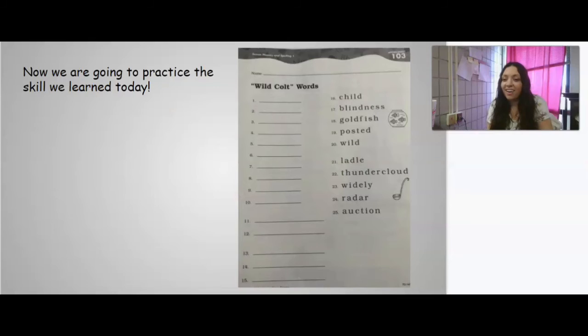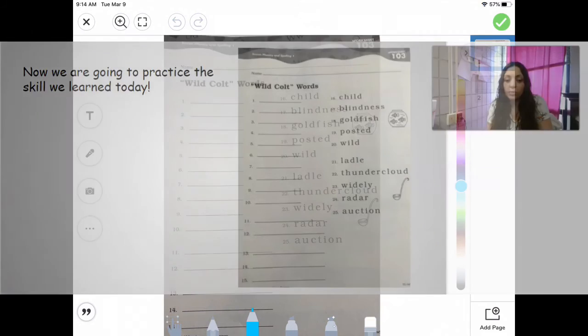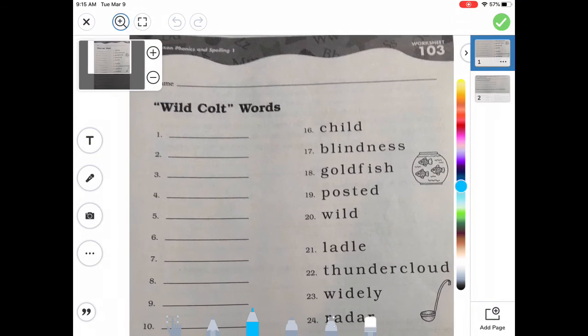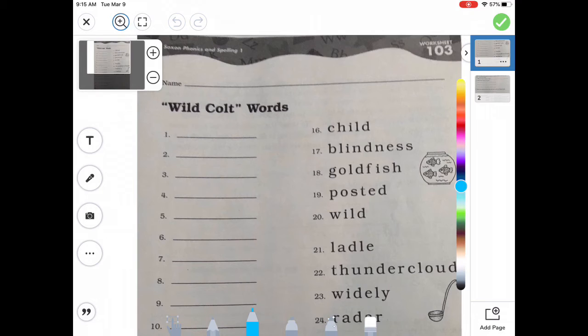Thank you. All right, guys, we're going to go ahead and get our activity sheet out so we can practice those wild cult words. All right, guys, we are ready for our activity sheet for lesson 103. Remember, this lesson was a little bit different because we talked about what we call wild cult words. Because in the word wild, listen, wild, it should be a short I if it followed the rule since it has a consonant behind it, but it actually has the long I sound, and kolt is the same way. It makes a long O sound even though, if it followed the rules, it should have a short O sound.